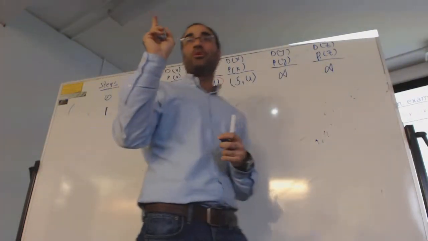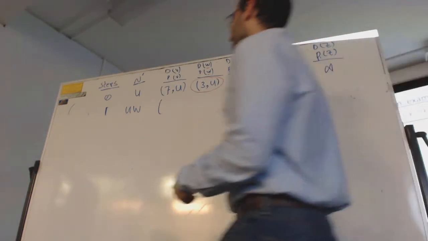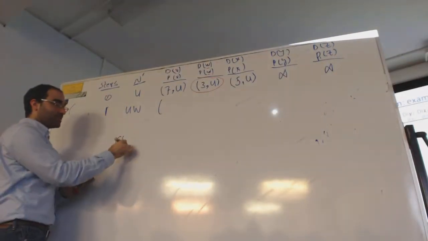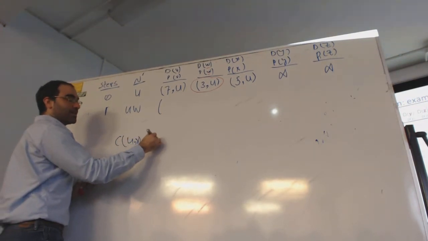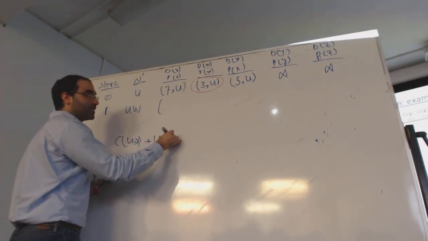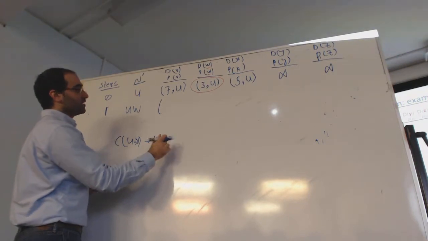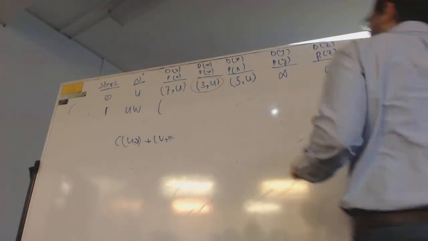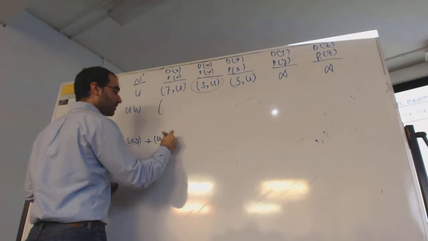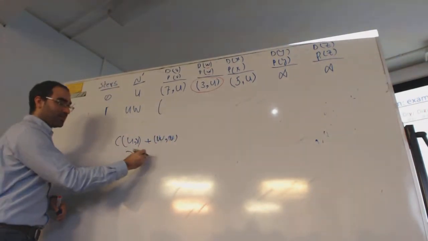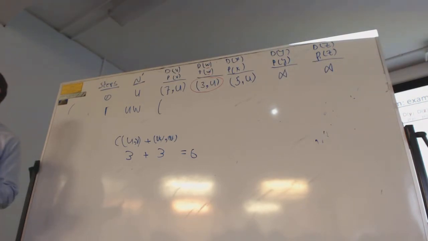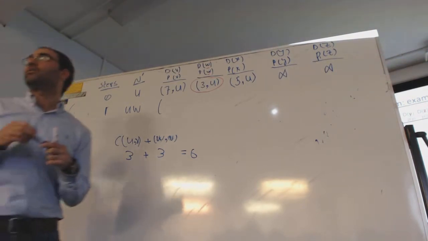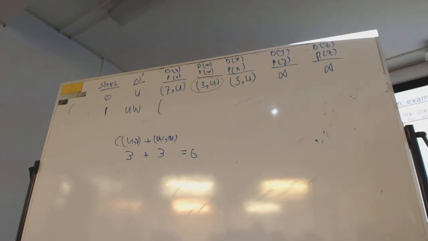So if I go now, what's the value? 6. What's the formula? The connection between U and W plus the connection between W and V. That's 3 plus 3, 6. Is that right? Is it clear, everyone?